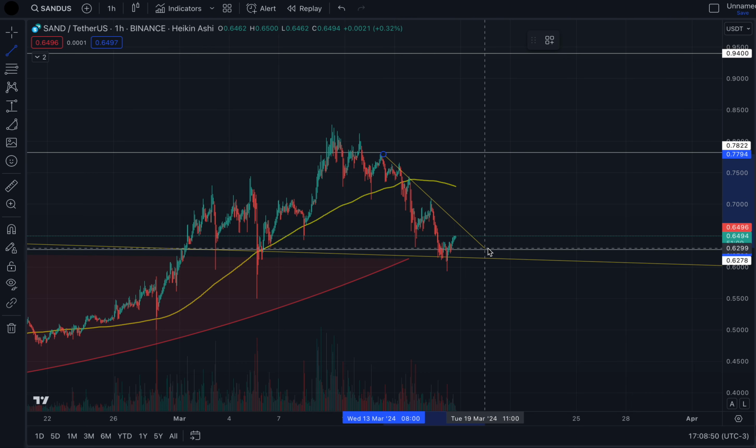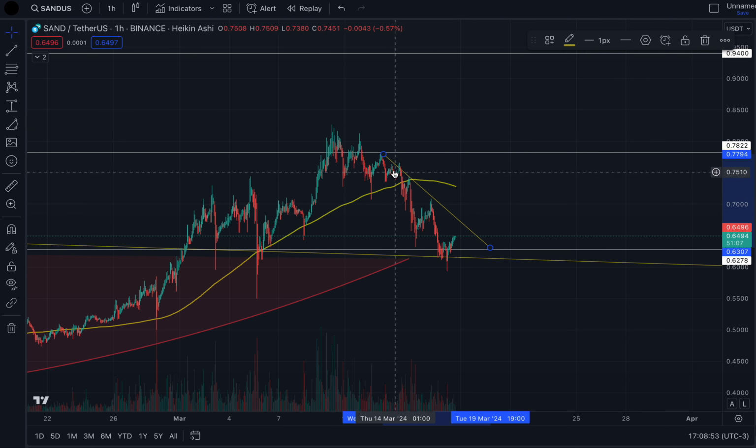Not sure I can see an obvious one. Let's have a look. Just try and find some line in the sand we can use. Okay, so we've got a diagonal trend line there. We've got 3 touches. I'm happy with that. Yes, we've got a bit of a descending wedge.